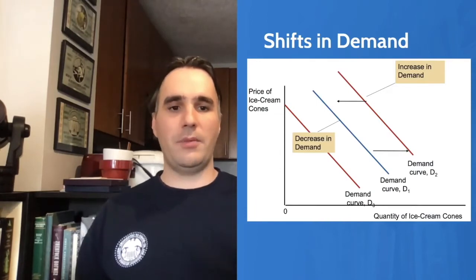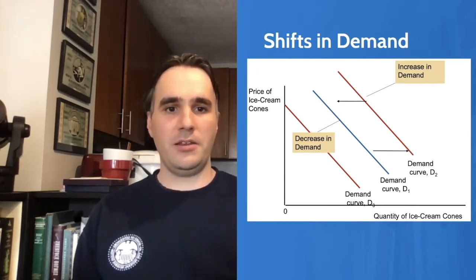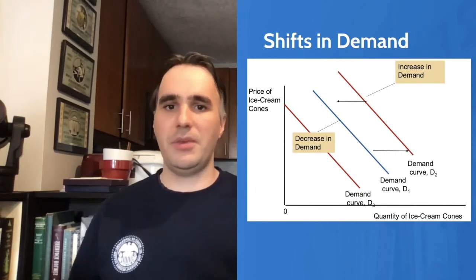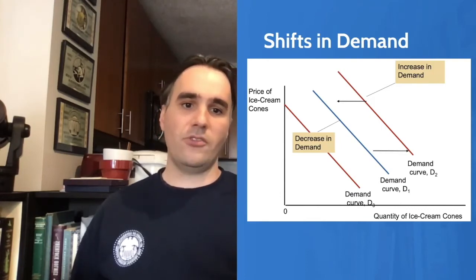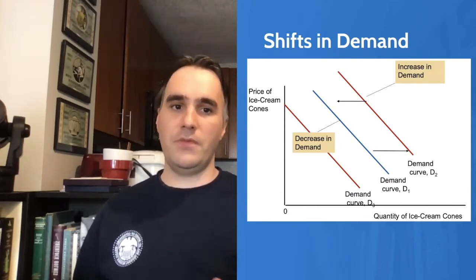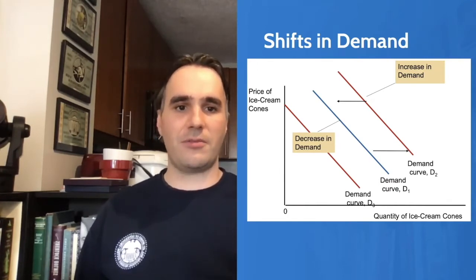So let's look here. This is an example of the demand curve shifting. So let's say we're back in our ice cream cones market. Let's say our demand is given by D1, and all of a sudden income increases. People have more money to spend on ice cream cones. Well, all of a sudden that demand curve might shift to D2. So our original demand curve was D1, the new demand curve is D2, and you can see it's just a shift to the right.